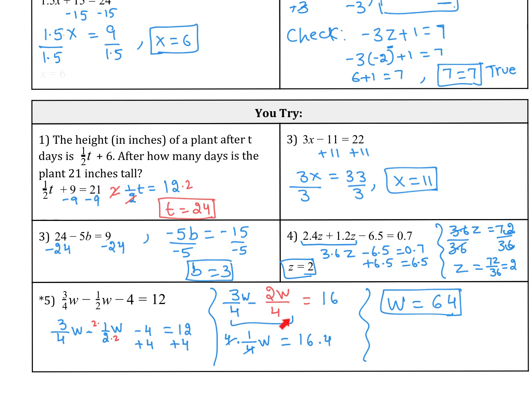When you combine this side, because now they are like terms with the same denominators, 3w minus 2w is 1 over 4w. Now we want to cancel this 4, so we multiply by 4 on both sides. The 4 and 4 cancel. You get 16 times 4, and that is 64. So your answer for number 5 is w equals 64.